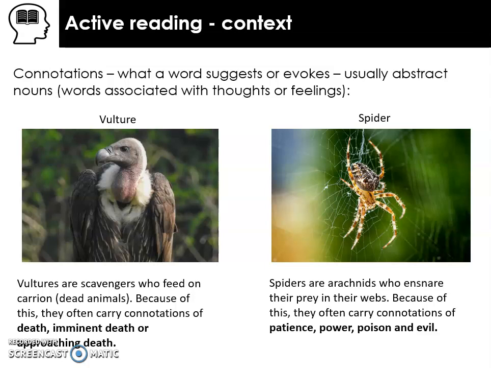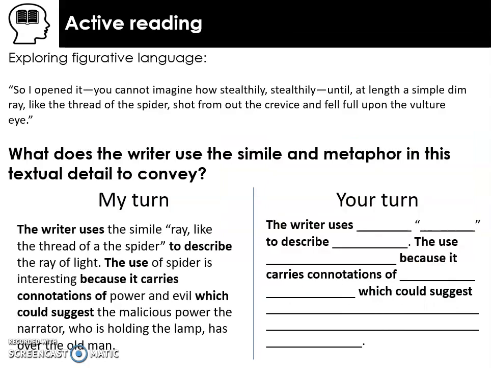Spiders are arachnids who ensnare their prey in their webs. Because of this, they often carry connotations of patience, power, poison, and evil. So what we're going to do now is think about the connotations. Why then describe the old man's eye as a vulture eye? Why then describe the ray of light from the lantern that the narrator is holding as looking like the thread of the spider? And we're going to answer our big question. What does the writer use a simile and metaphor in his textual detail to convey?